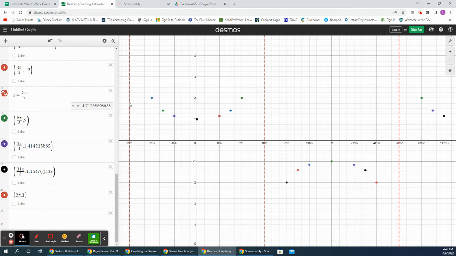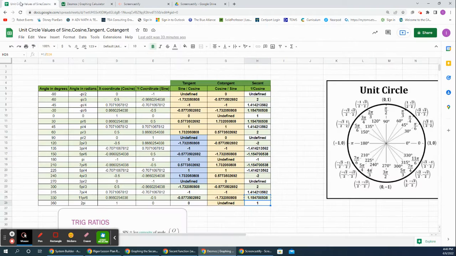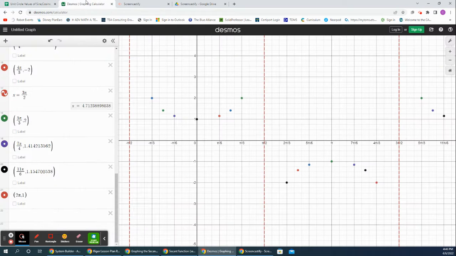And if you're wondering again, how did we get these vertical asymptotes? That is when it was undefined. So at negative pi over 2, it was undefined. At pi over 2 it was undefined. And then in our table at 3 pi over 2, it was also undefined. And that's where we got these three. Okay? Then we went ahead and plotted all the points.